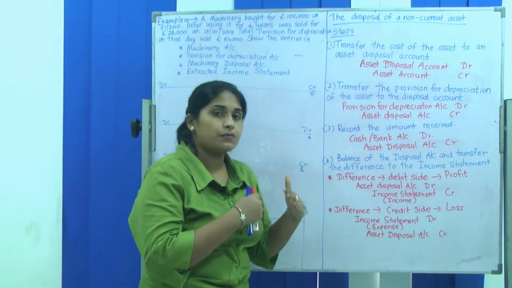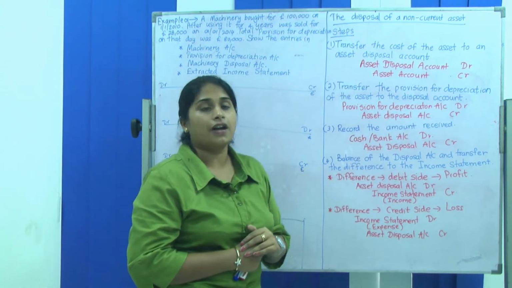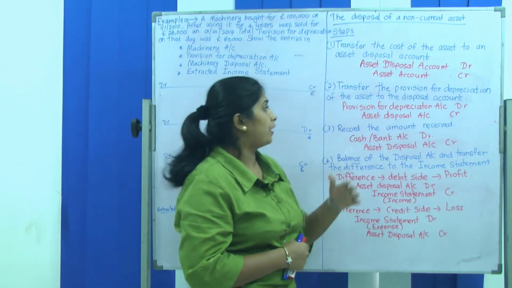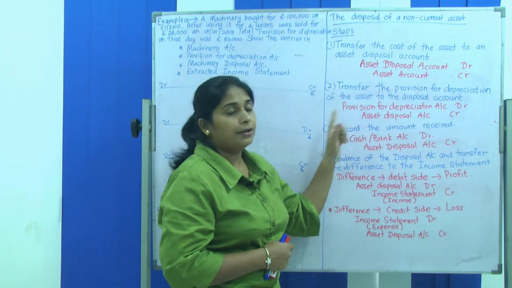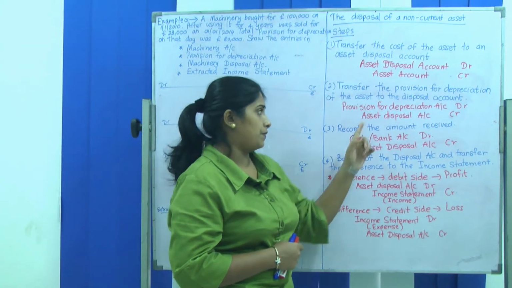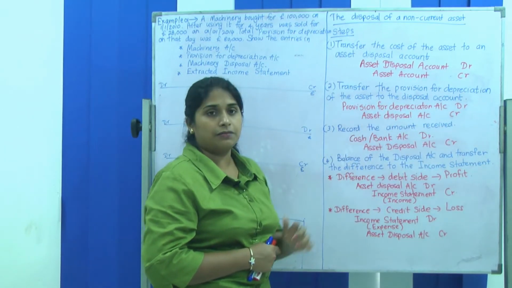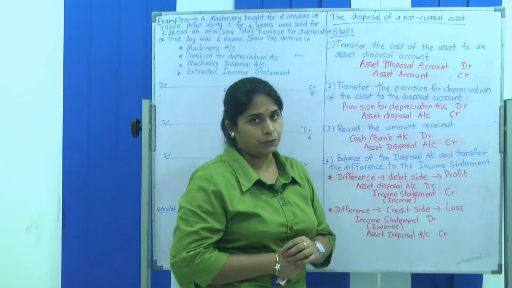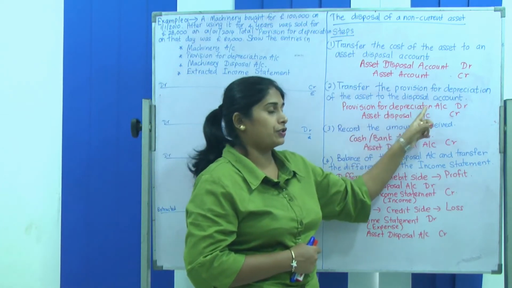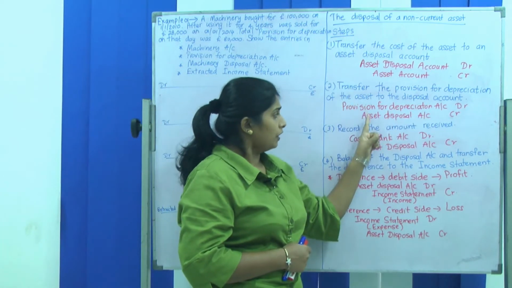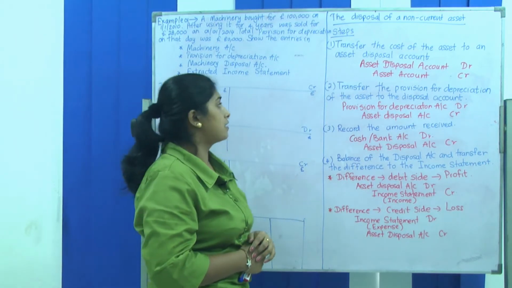Now when the business is selling the non-current asset, that provision for depreciation no longer belongs to the business. So you have to cancel that provision for depreciation charge. The double entry to cancel the provision for depreciation will be that the provision for depreciation account will be debited and that particular amount will be credited to the asset disposal account. For example, if you are selling your furniture, the furniture provision for depreciation account will be debited and the furniture disposal account will be credited. So that is the second step that you have to take.